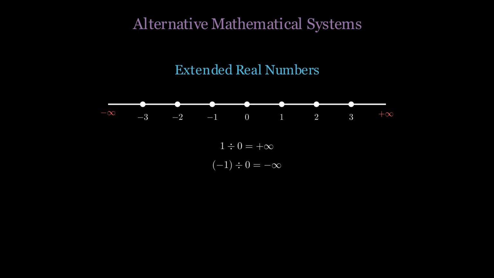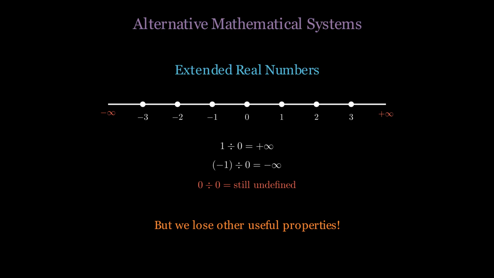But even here, 0 divided by 0 remains undefined because we still can't decide whether it should be positive infinity, negative infinity, or something else entirely. There's even something called wheel theory, which creates a new number called nullity to represent the result of 0 divided by 0. But these systems sacrifice other useful properties of arithmetic.